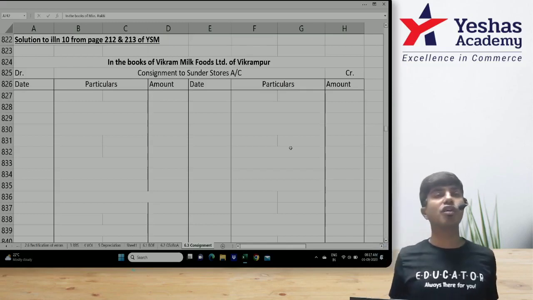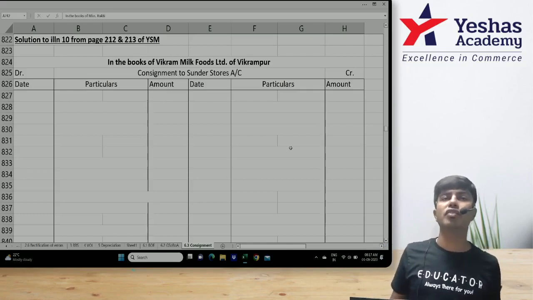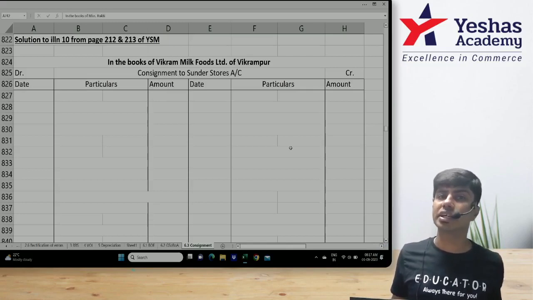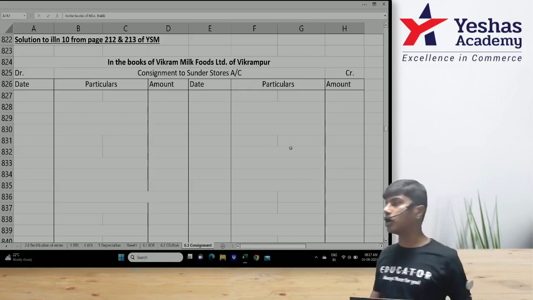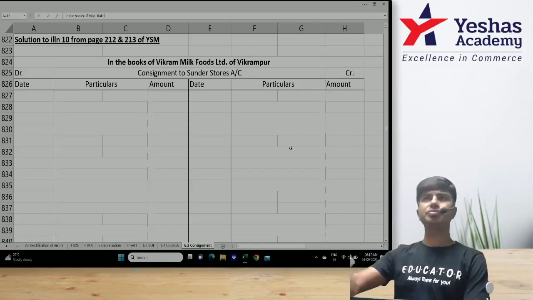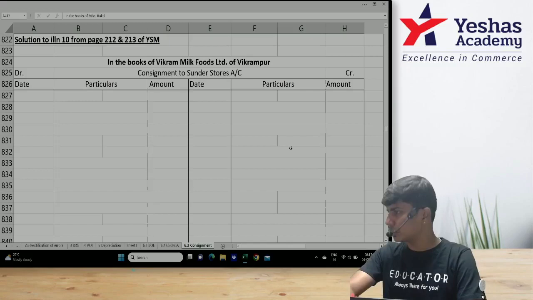In the valuation of inventory left with the consignee, in computation of the value of unsold inventory, we will be considering only non-selling expenses. Selling expenses will not be considered. After that, we went on to understand that the consignee does this for the purpose of commission.